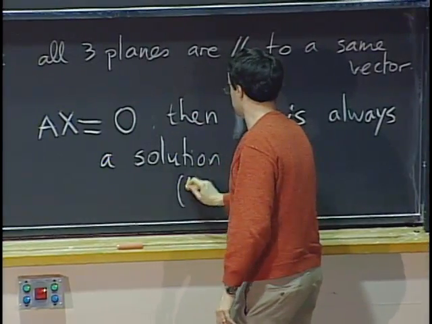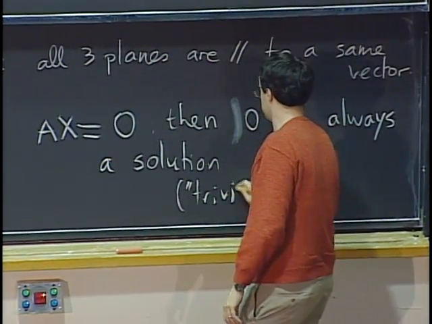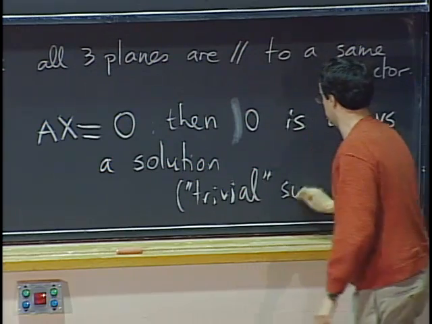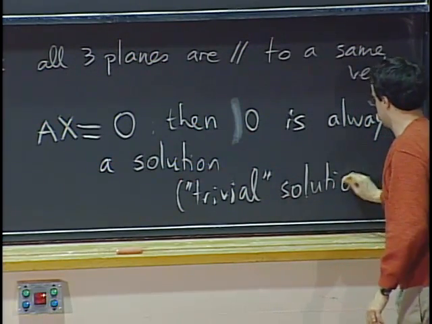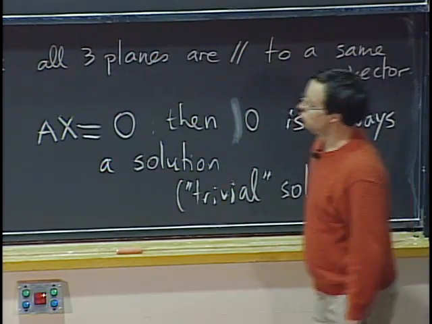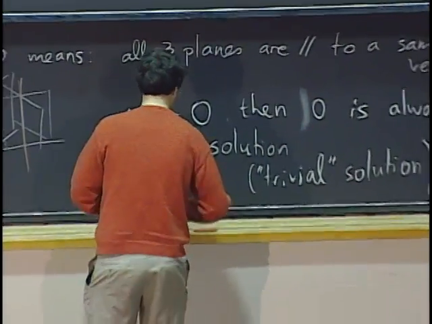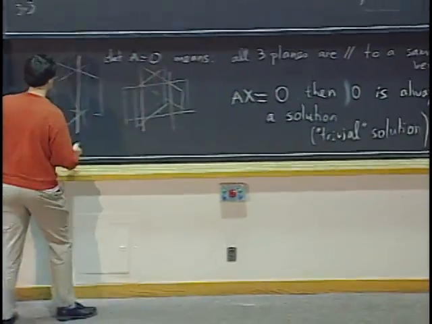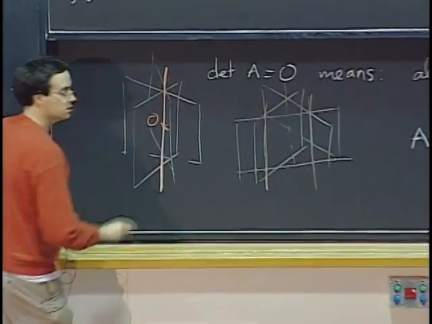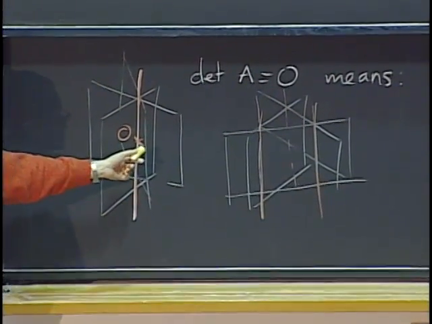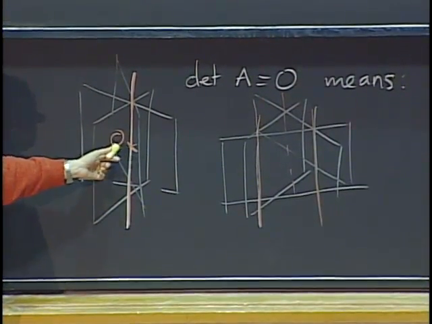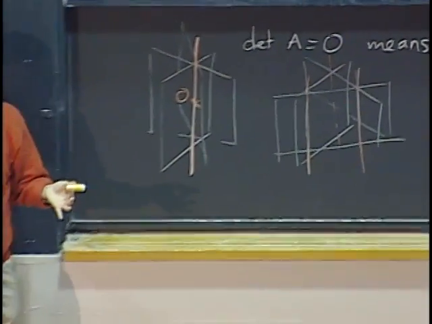It's called the trivial solution. It's the obvious one if you want. So you know that, and why is that? Well, that's because all of your planes have to pass through the origin. So you must be, in this case, if you have a non-invertible system where the right-hand side is 0.